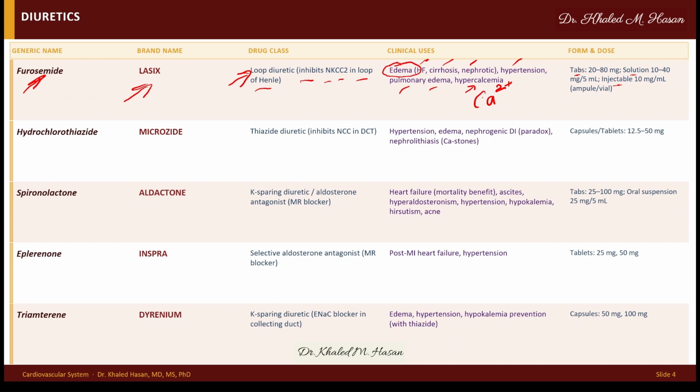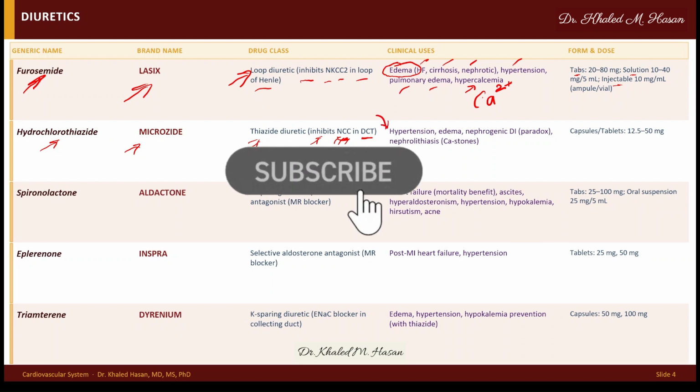Hydrochlorothiazide, brand name macrozide, belong to the thiazide diuretic, and this medication work by inhibit sodium chloride co-transporter, N for sodium, C for chloride, and another C for co-transporter in the distal convoluted tubule. Hydrochlorothiazide you consider like first medication, first drug, first line treatment for hypertension according to the new guidelines.